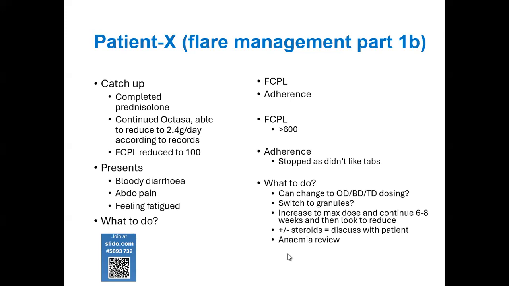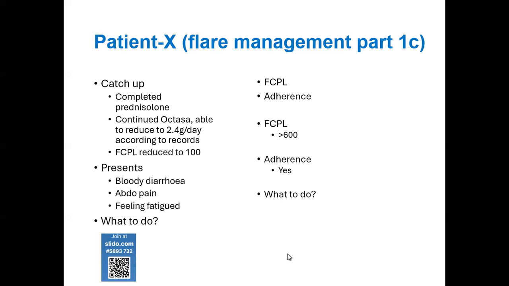Again, we'd need to make sure they're on that max dosing and look to continue until the symptom improvement, and then 6 to 8 weeks afterwards. And again, we might need steroids, and again, we might need the anemia review. So again, finding out why they're not adherent is really important, because if they say they're not taking it and we don't know why, and we just keep prescribing it and they're still not taking it, it's not going to make the problem go away.